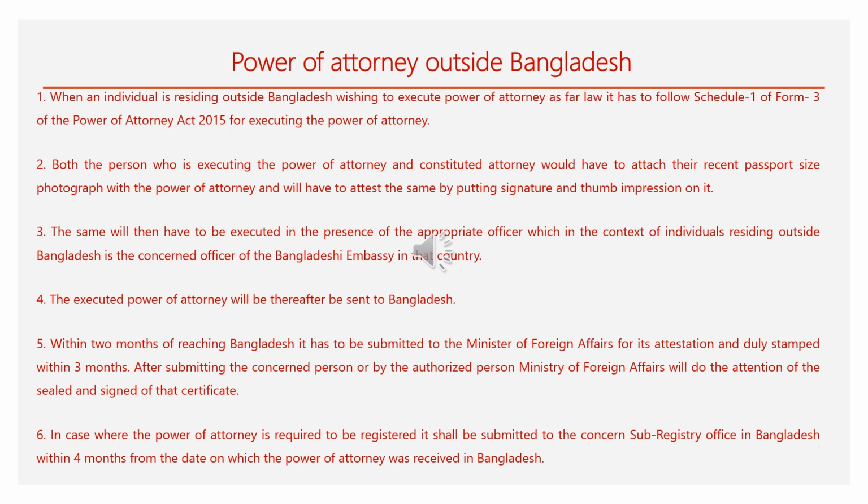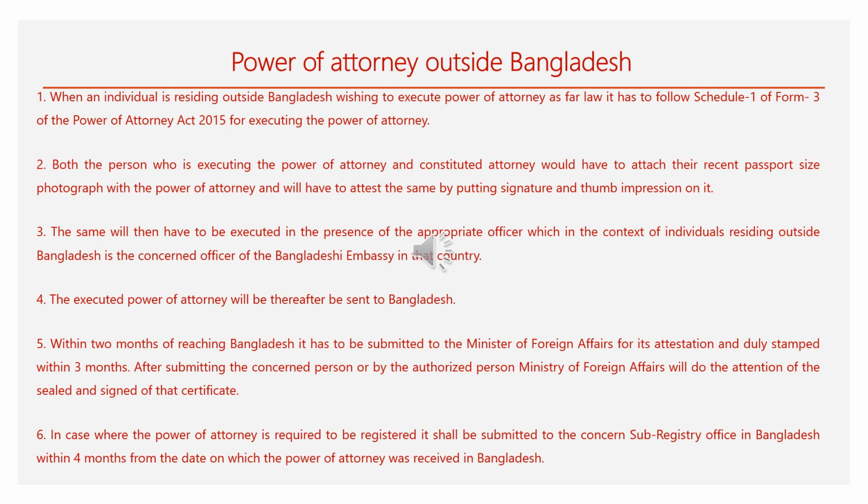Number 2, both the person who is executing the power of attorney and the constituted attorney or attorney in fact would have to attach their recent passport size photograph with the power of attorney, and will have to attest the same by putting signature and thumb impression on it. So it is necessary to put signature and to attach their recent passport size photographs, and that means both the principal and the constituted attorney.